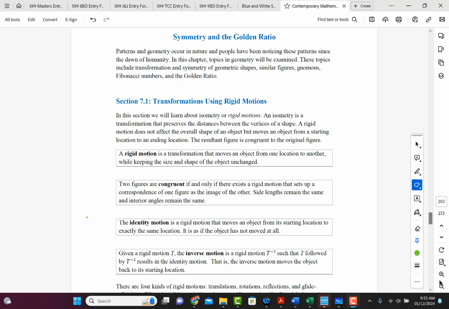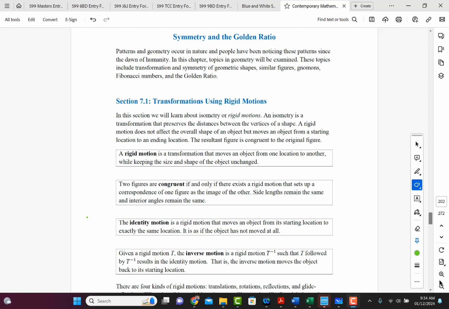isometry, or what we call rigid motions. An isometry is a transformation that preserves the distances between the vertices of a shape. A rigid motion does not affect the overall shape of an object, but moves an object from a starting location to an ending location. The resultant figure is congruent to the original figure.